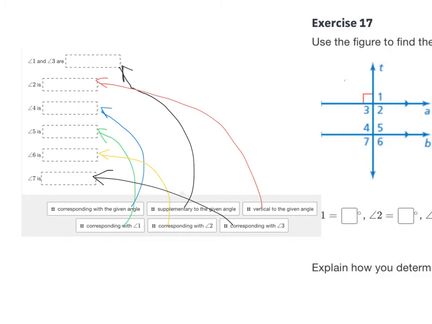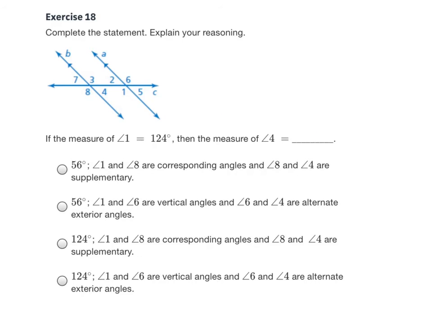Alright, guys. Let's go on to the spicy ones. Alright, this says measure of angle 1 is 124 degrees. So 124 is angle 1. That means 6 is 124. That means 3 is 124. And that means 8 is 124.